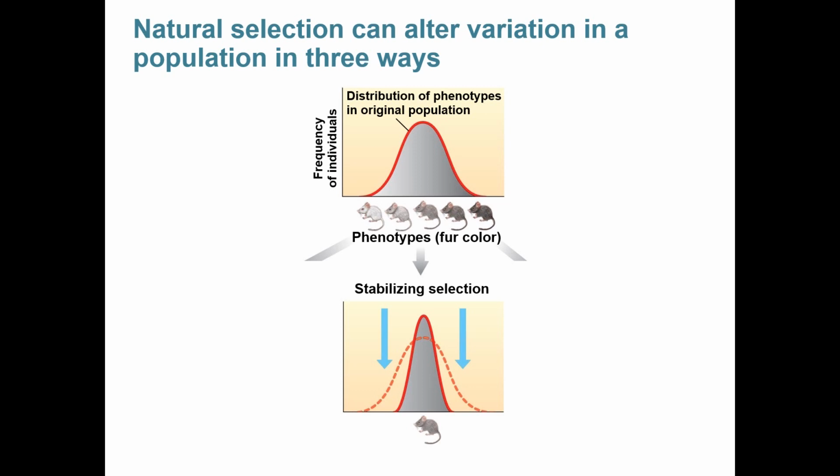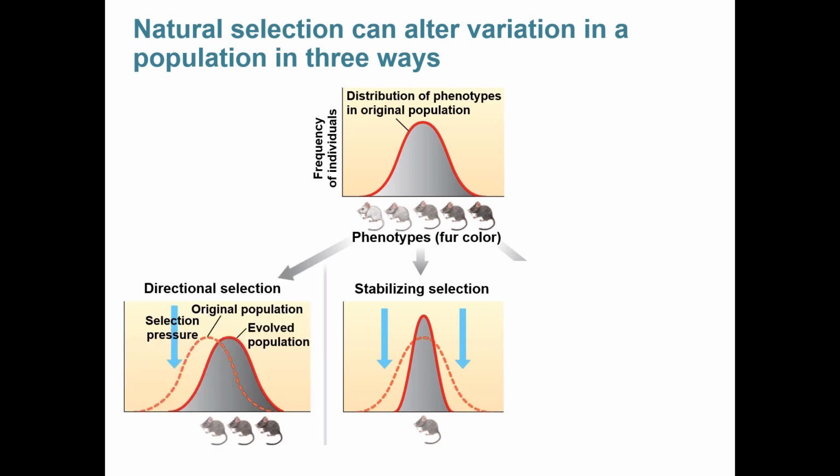If instead one of the extremes is favored, we might see a shift in where the average color is. Say, for example, mice that are white are at a disadvantage in this environment. Maybe the advantage is lots of dark grays or browns. We might see a move away from the white mouse and toward the darker colors. This is called directional selection. It doesn't reduce variation, but it changes where the peak in that variation occurs.